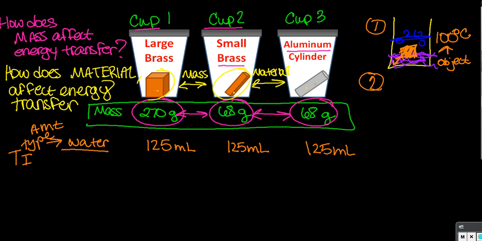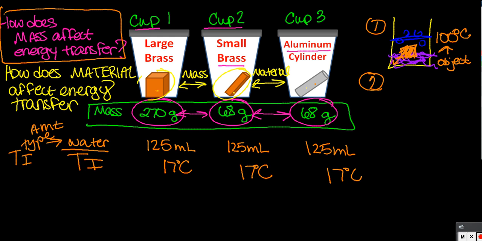The initial temperature was the same. The initial temperature of everybody's cup was different. I'm just going to show you an example where the initial temperature starts out to be 17. So they should have all started out to be the same. All right? So every 30 seconds for 5 minutes, you collected data, and in the end, you had different temperatures in each cup. So the goal is to answer our two questions. How does mass affect energy transfer, and how does material affect energy transfer?